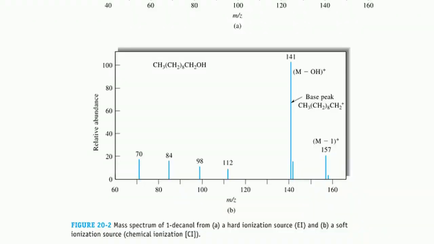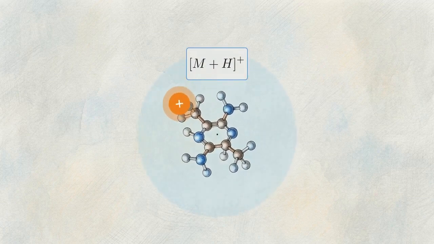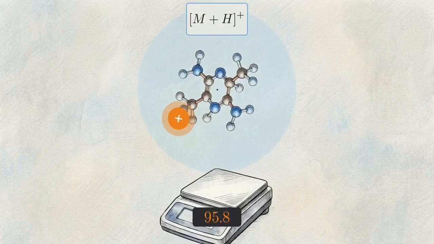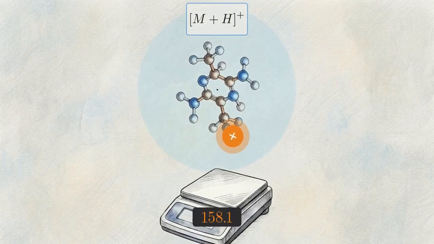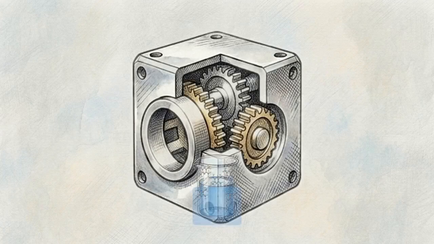We can observe the output of this softer CI technique by looking at the data for that same 1-decanol sample. This spectrum is entirely different. On the right side, we see massive peaks at 157 and 141. These are pseudomolecular ions. Because almost no internal energy was transferred during the collision, the molecule remains mostly intact, clearly revealing its overall molecular weight. Notice the distinct absence of the smaller structural fragment peaks that crowded the left side of the earlier EI spectrum. CI solves the fragmentation problem.